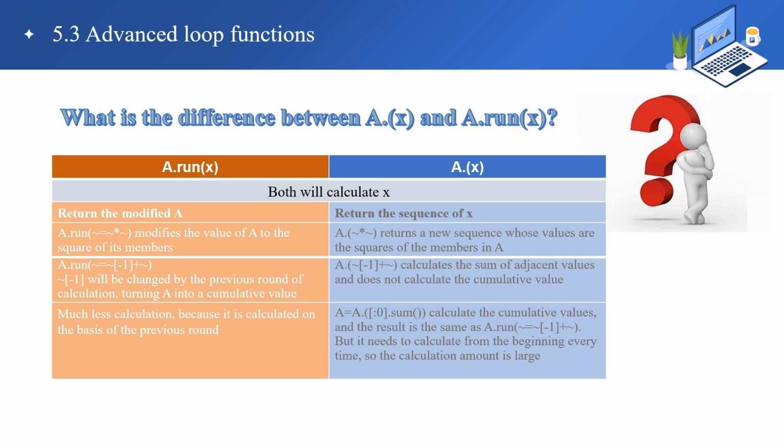The results of a.run tilde equals tilde minus 1 plus tilde and a equals a.0.sum are the same, and both of them can calculate the cumulative values, but the former needs much less calculation, because it is calculated on the basis of the previous round, while the latter needs to calculate from the beginning every time. You can try it with code.